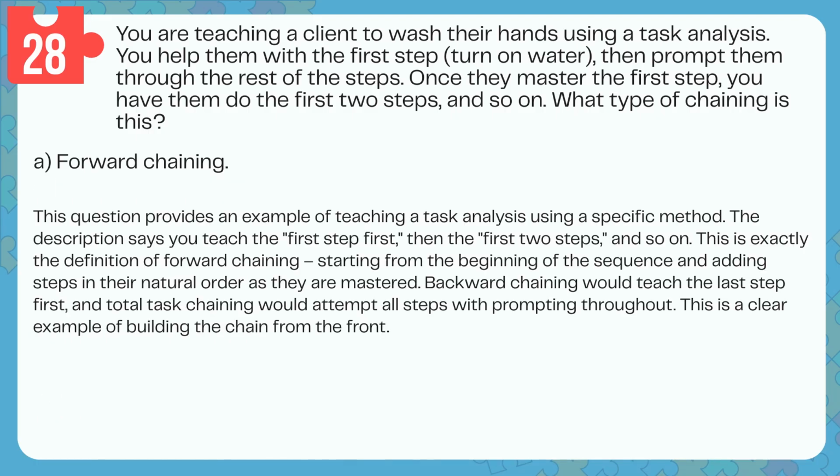Answer A. Forward chaining. This question provides an example of teaching a task analysis using a specific method. The description says you teach the first step first, then the first 2 steps, and so on. This is exactly the definition of forward chaining, starting from the beginning of the sequence and adding steps in their natural order as they are mastered. Backward chaining would teach the last step first, and total task chaining would attempt all steps with prompting throughout. This is a clear example of building the chain from the front.